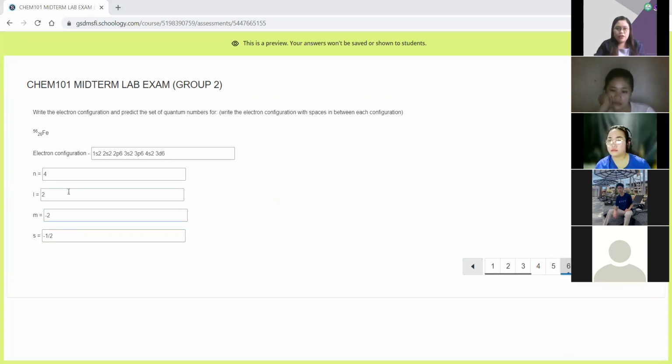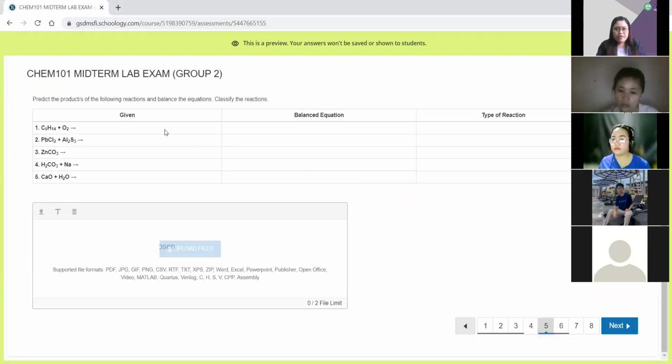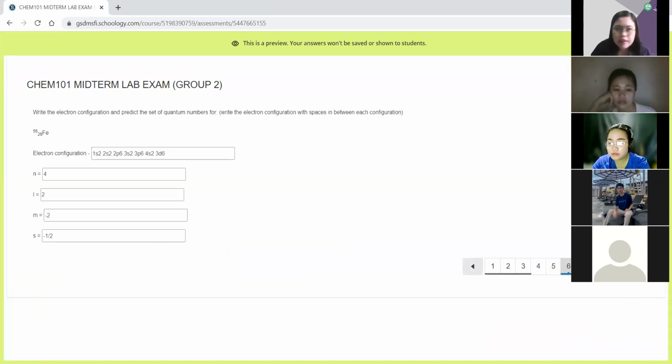For the electron configuration, is this a question? Yes. Each is 1 point. If the question is on the balanced equation, each product and each coefficient you wrote is also 1 point. All coefficients and all products are 1 point each, and then 1 point also for the type of reaction.